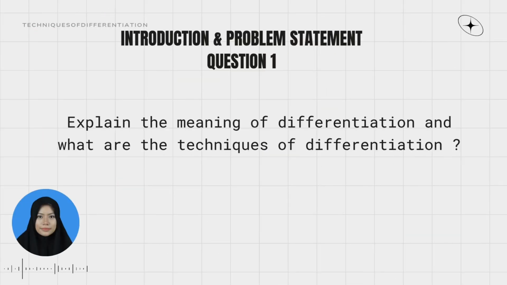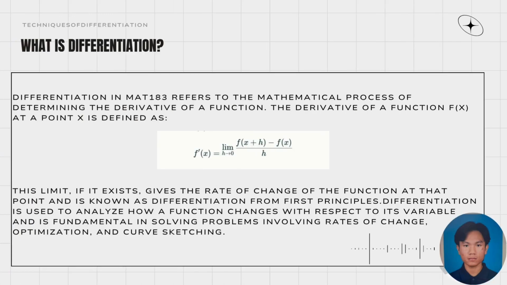Introduction and Problem Statement, Question 1. Explain the meaning of differentiation and what are the techniques of differentiation. What is differentiation? Differentiation in MAT 183 refers to the mathematical process of determining the derivative of a function. The derivative of a function f(x) at the point x is defined as f prime x equals the limit as h approaches 0 of f(x plus h) minus f(x) over h.